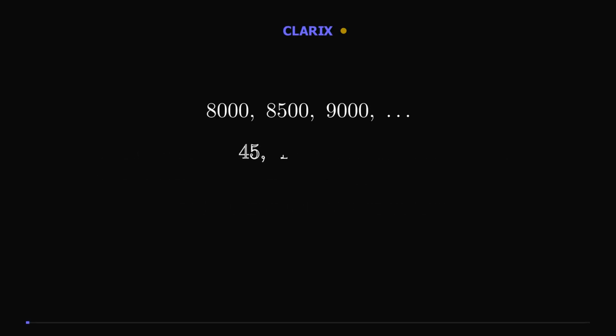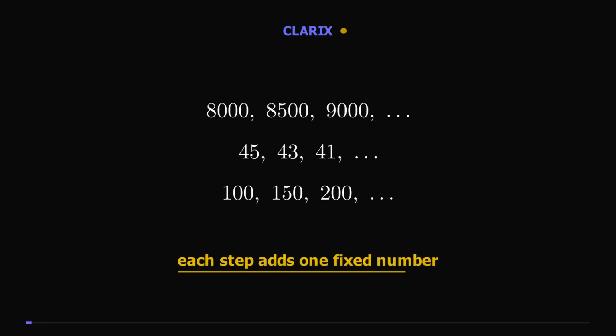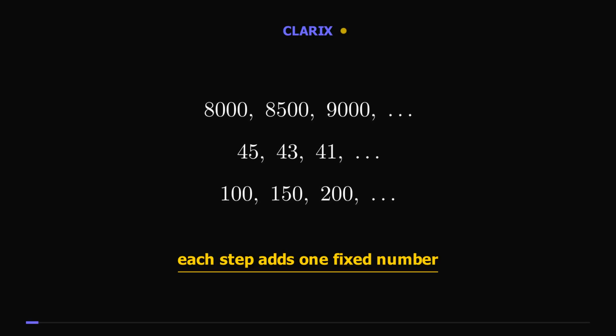Look at these three numbers a person earns: 8,000, 8,500, 9,000. Now these: 45, 43, 41, and these: 100, 150, 200. Every one of them is hiding the same idea. You keep adding one fixed number over and over. Master that one idea, and you can predict the 100th term without writing the first 99. That's what this chapter is about.